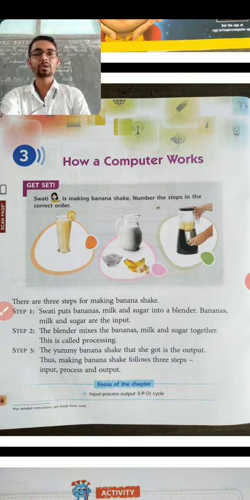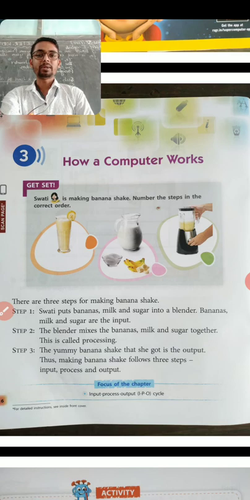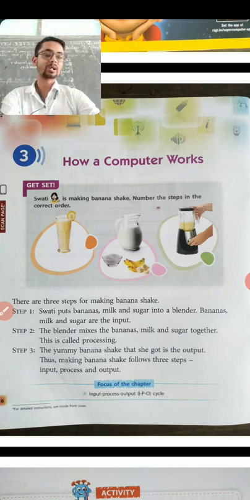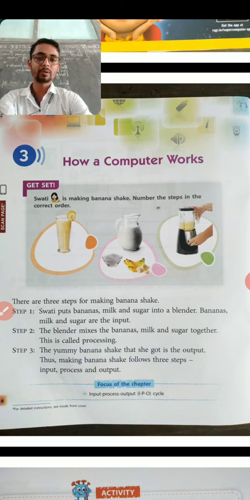In a computer, we usually use a few input devices like keyboard and mouse to interact with the computer. At that time the CPU processes this information and gives us the output. We get this output on a monitor. So this chapter is about that. You can see one picture here.